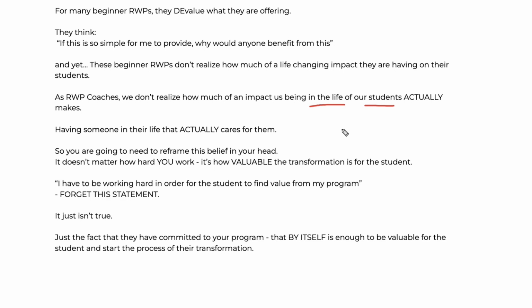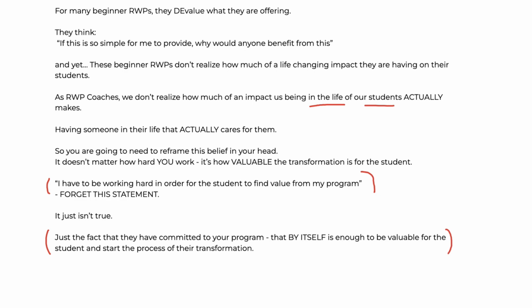I have to be working hard in order for the student to find my program valuable. I want you to forget that statement completely. Throw it in the trash, throw it out the window. It just simply isn't true. The bottom line is that just the fact that they have committed to your program, that by itself, in and of itself, is enough to be valuable for the student and to be able to help them start that process of the transformation that they want to make in their life.